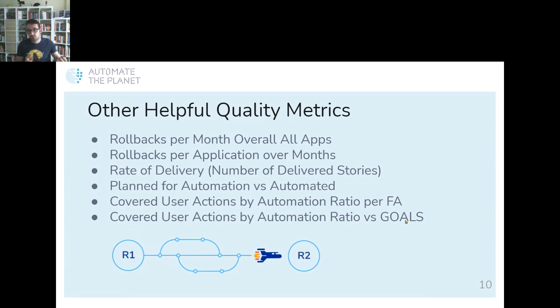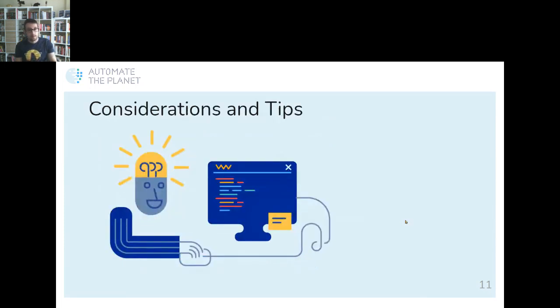So yeah, it's hard to automate. However, I believe it can be quite useful if it's maintained over time. Now, a few considerations and tips.